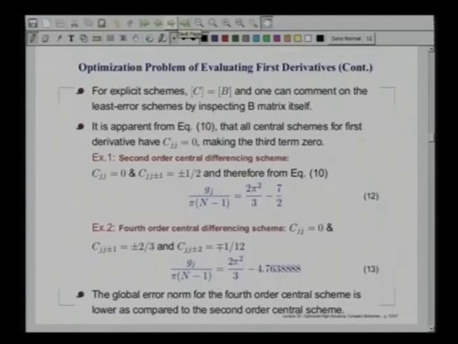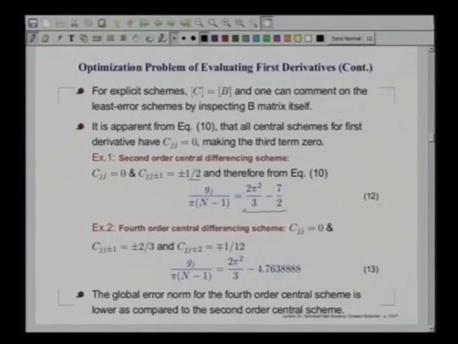Here are some examples of well known schemes. For example, the CD2 scheme that we have talked about, that has a contribution coming from j plus 1 and j minus 1. So, basically the coefficients are plus minus half, and we can substitute in that expression for G j, and we get this expression. Okay. So, you can see the first part is due to the exact term, and this minus 7 by 2 comes from the choice of your method.